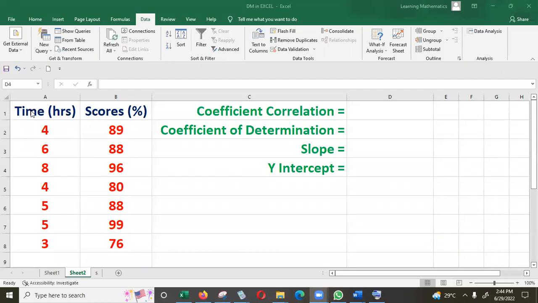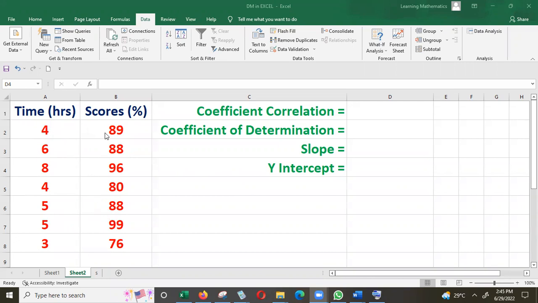Here we have the times spent practicing, in hours, by a group of students and the scores that they achieved. For example, the student in A2 studied for 4 hours and scored 89%, whereas the student in A7 studied for 5 hours and got 99%. So it appears there is a relationship between time and score.